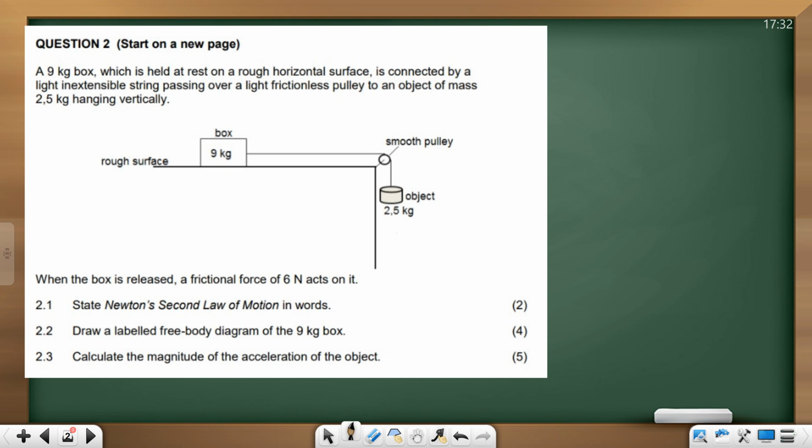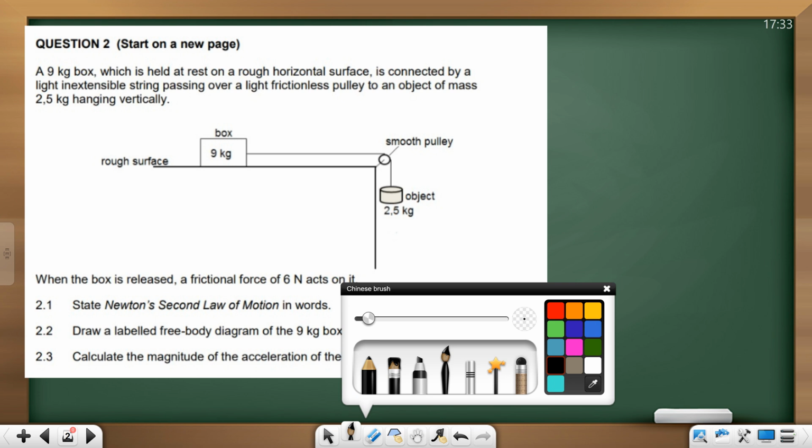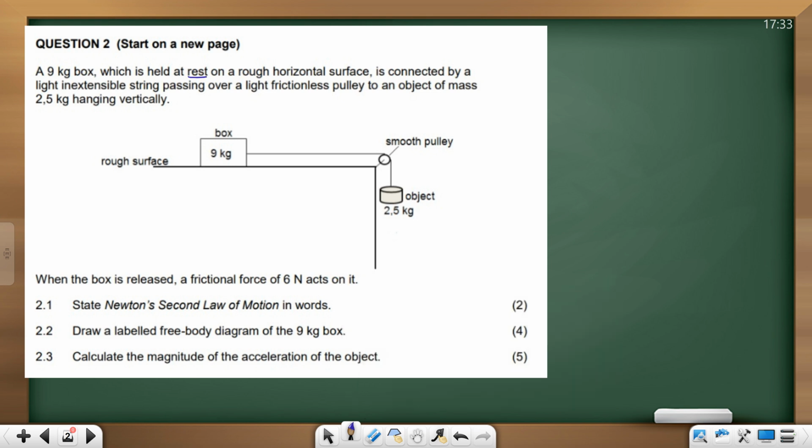A 9 kg box which is held, please make sure you read carefully. A 9 kg box is held at rest, okay? The fact that they talk about 9 kg, we know that that's the mass and that refers to the weight. All right, rest on a rough, we're going to talk about a frictional force there. Horizontal surface, we talk about normal there. Okay, remember mass, we talk about the force of gravity pulling that.